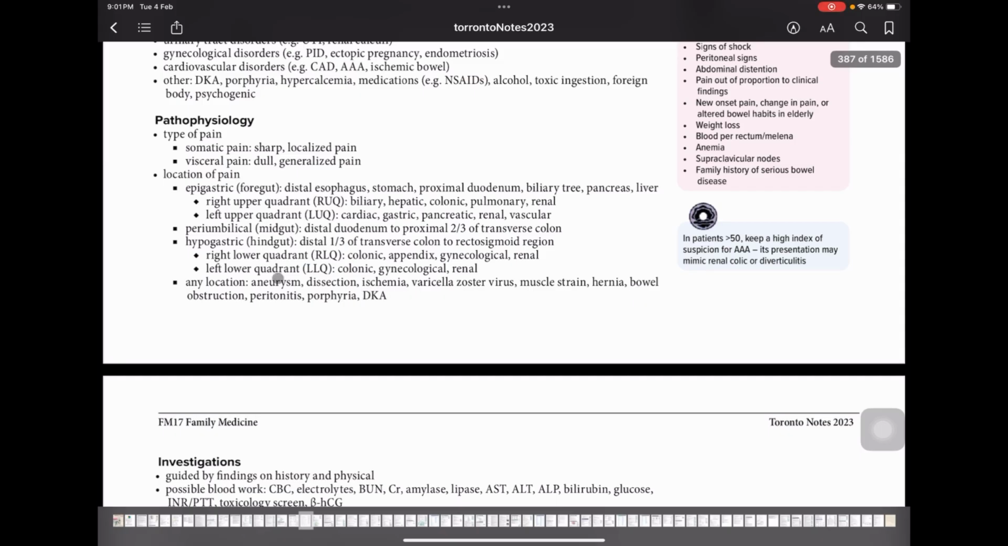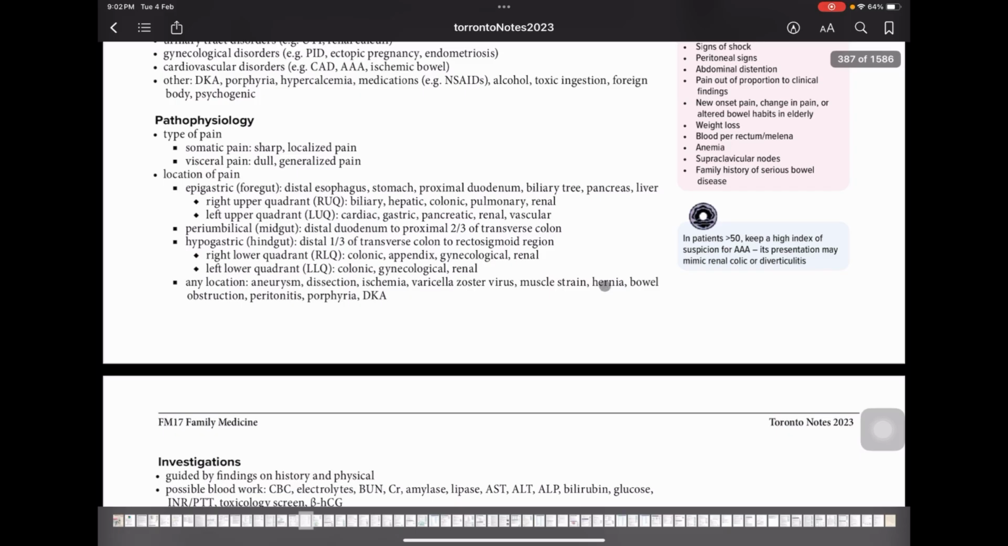Let me tell you, aneurysm would come up with sudden sharp pain radiating to the back, let's say, or maybe pancreatitis as well. Dissection, similarly, tearing pain. Ischemia would be associated with left upper arm pain or jaw pain, or let's say sudden onset of pain with a history of atrial fibrillation. Varicella zoster would be in an elderly patient, female or male, with skin symptoms, burning. Muscle strain would be a history of lifting something.